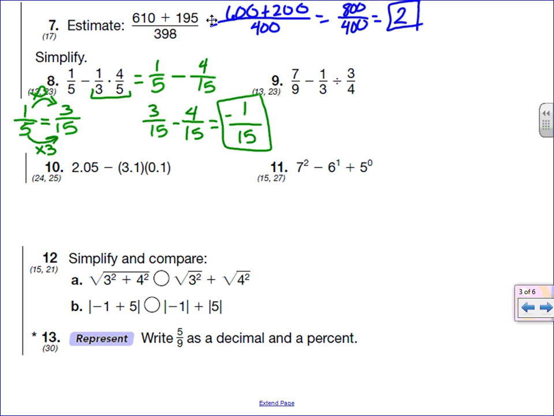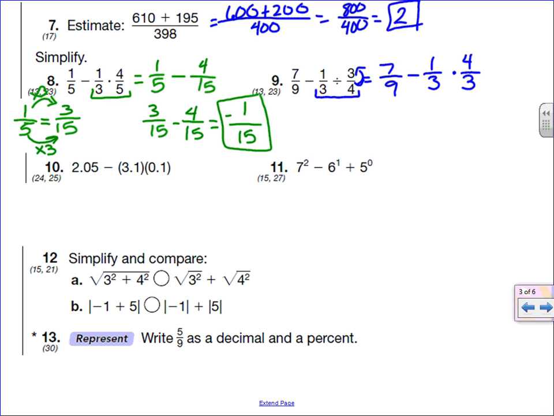In number 9, again, we're doing order of operations with fractions. So division comes before subtraction. So I'm going to do this first. When I divide a fraction, I multiply by its reciprocal. So I'm going to have 1/3 instead of divided by 3/4, I'm going to have times 4/3. So we flip over that second fraction and then we turn it to multiplication.